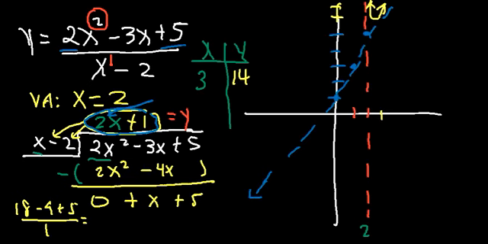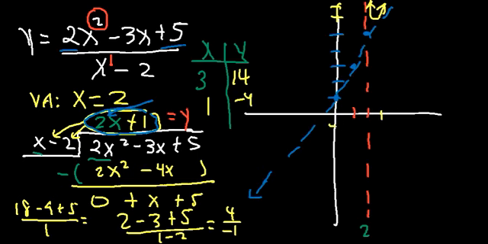So let's plug in a number less than 2. Let's plug in 1. So 2 times 1 squared is 2, minus 3 times 1, which is 3, plus 5, over 1 minus 2. So that's negative 1 plus 5. That's 4 over negative 1, so it's negative 4. So at 1, it's at negative 4, so it is in this region. Let's go ahead and plug in 0 too, because 0 is an easy number to plug in. It's going to be 5 over negative 2, which is like negative 2.5, just to make this graph a little bit more accurate. So our graph is going to look something like this.